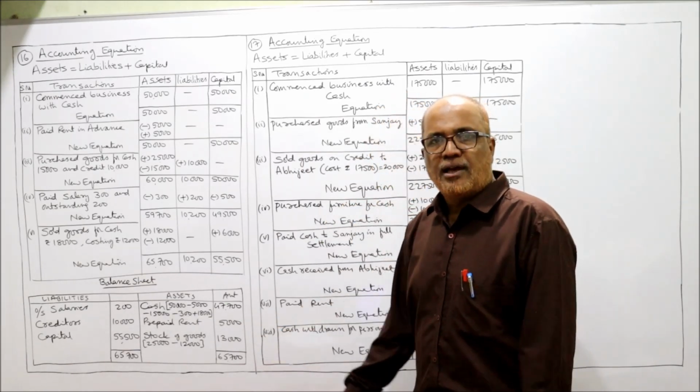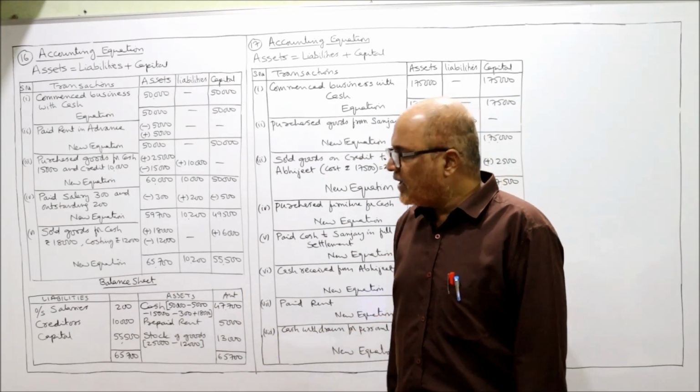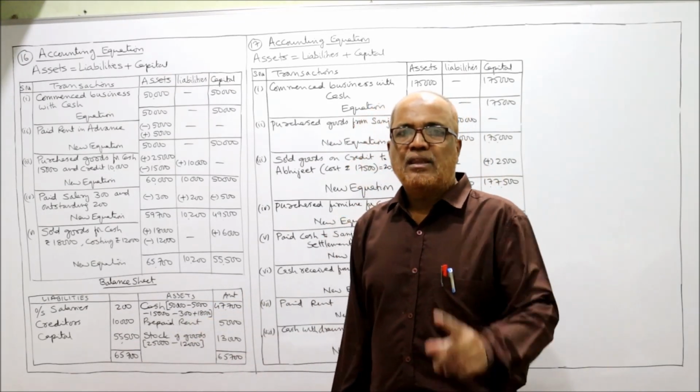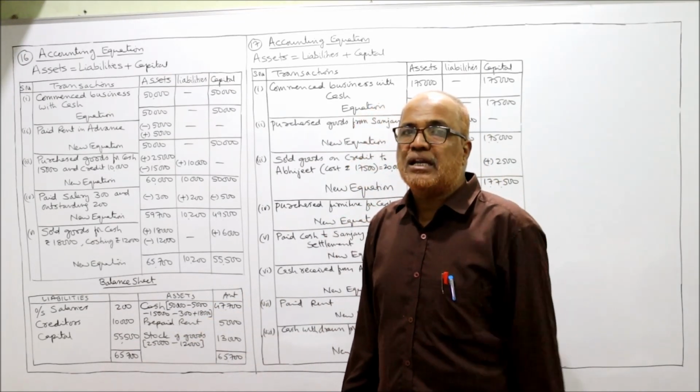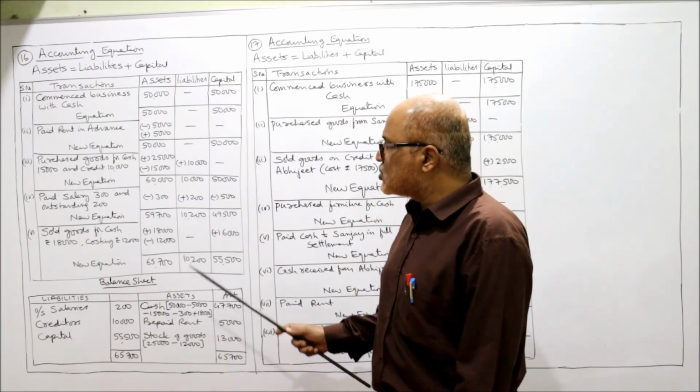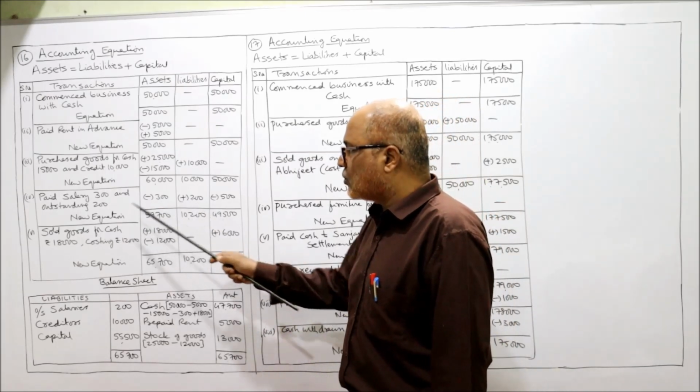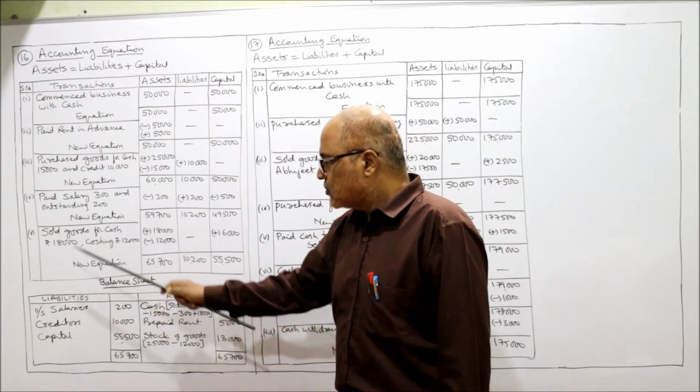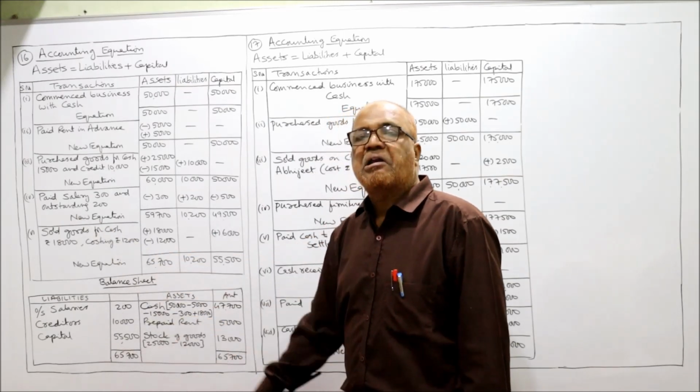Now balance sheet. Liabilities, assets. Now we have three liabilities. The first liability is outstanding salary. How much is the outstanding salary here? 200 rupees outstanding salary. So outstanding salary 200.